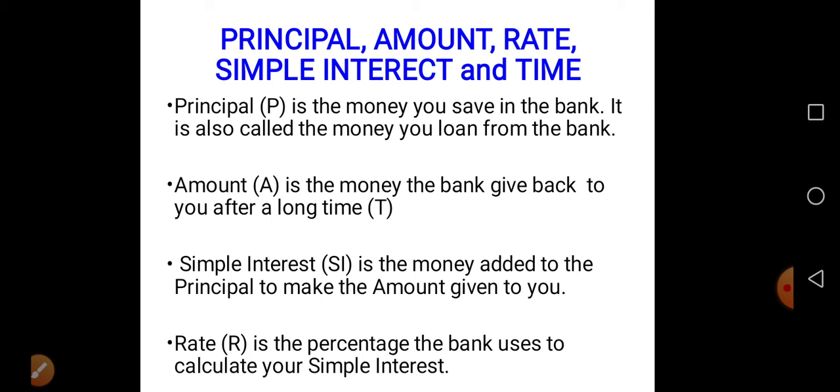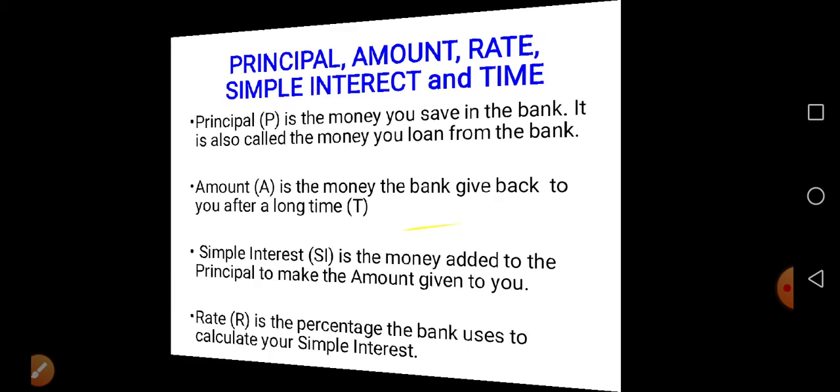Now, amount, denoted A, is the money the bank gives back to you after a long time. So you save money in the bank, that's principal, then the bank gives the money back to you, that is amount. Now, the simple interest is the money added to the principal to make the amount given to you. So you put the money in the bank, principal, the bank gives you a bigger amount, that's amount, and then the simple interest is what you add to that principal to make the money bigger that was given back to you. And then rate is the percentage the bank uses to calculate your simple interest.